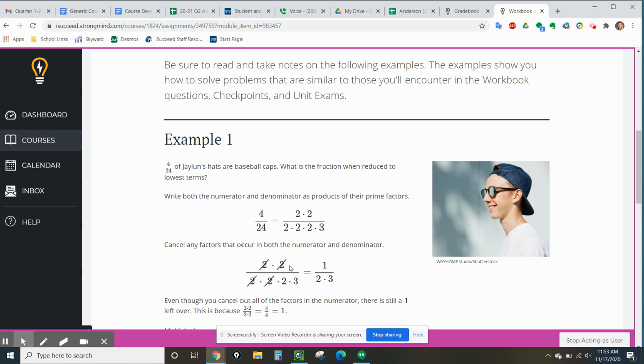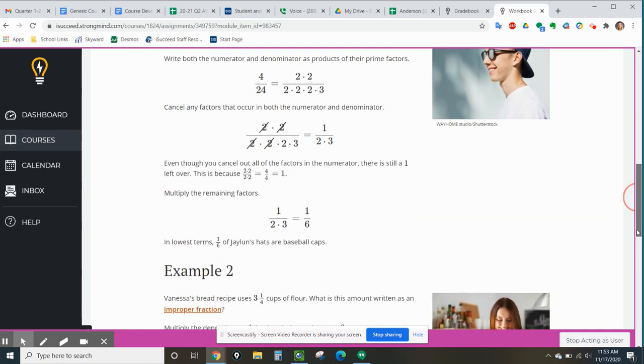So all I have left on the top, it looks like nothing, but you have to have a 1 as a placeholder, because you could have times 1 here. Multiplying something by 1 doesn't change the value. And on the bottom, I still have this 2 times 3. Those ones didn't get canceled out. Okay, so even though you cancel out the factors in the numerator, there is still a 1. That's what I was just talking to you about.